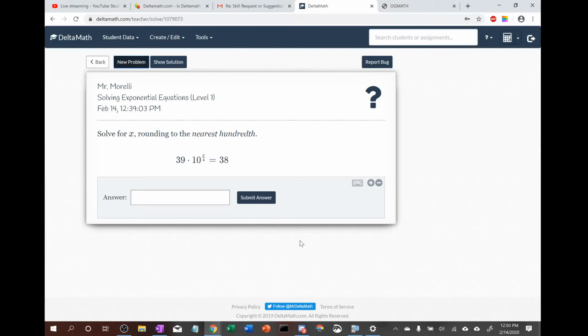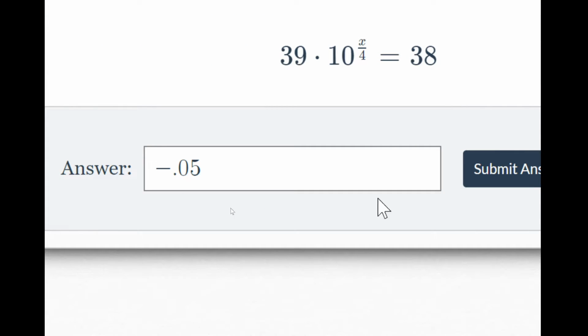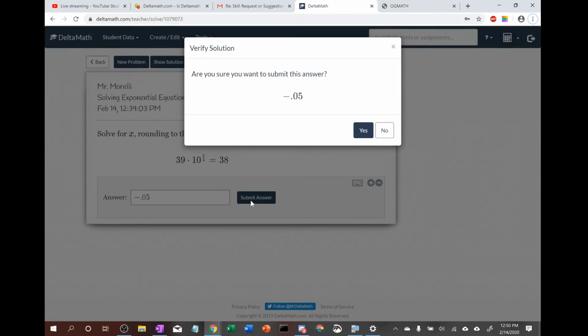So let's go back. Solve for x. So let's just type in negative 0.05 and see if that's what it wanted. Now, guys, if this is correct, let me tell you what I'm going to do. I am going to be very, very surprised. All right?